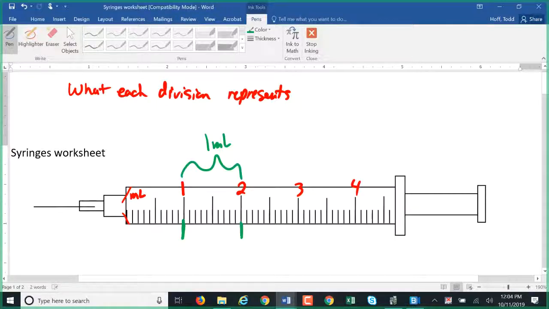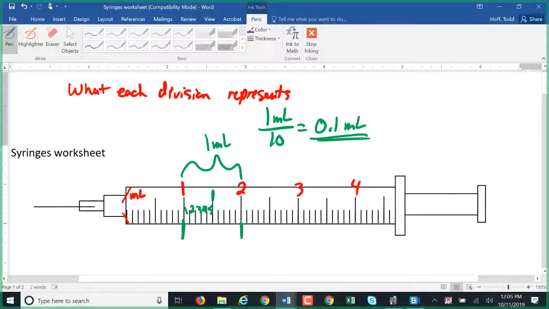How many divisions are between there? I count 1, 2, 3, 4, 5. Now this is obviously a center line, so I can assume there's the same number on the other side. There's 10 divisions. So 1 milliliter is divided up over 10 divisions or 10 spaces on that scale. So 1 milliliter divided by 10 tells us each division is 0.1 milliliters.